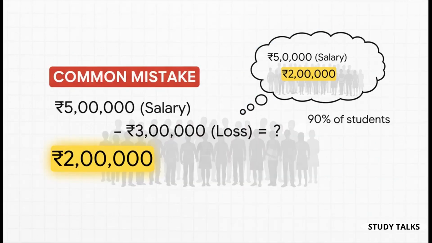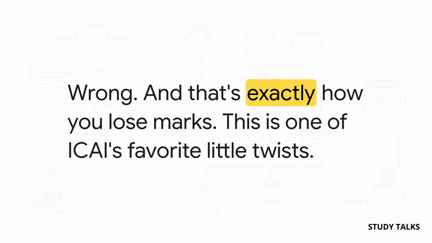If your brain immediately went, easy, 5 lakh minus 3 lakh, that's 2 lakh, then hey, you're not alone. That is the most logical, most intuitive answer. It's what probably 90% of students would jot down without even thinking twice. And it is completely 100% wrong.